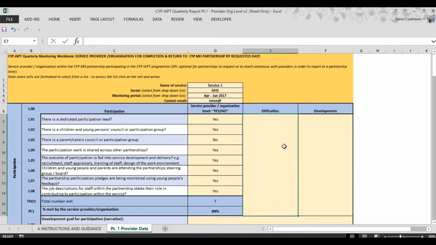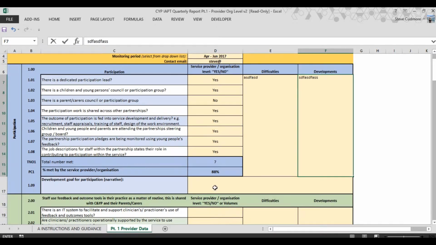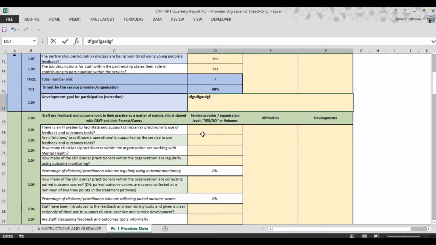They are then required to enter any difficulties they were facing during that quarter, any developments, and for some of these sections there is also a development goal for participation to enter there. Okay, and you continue down this list.